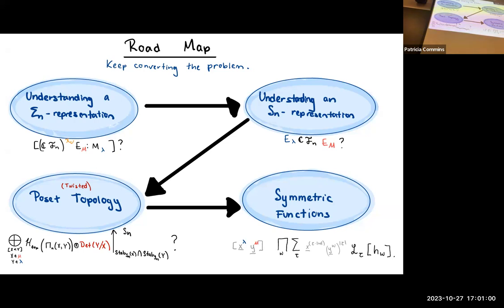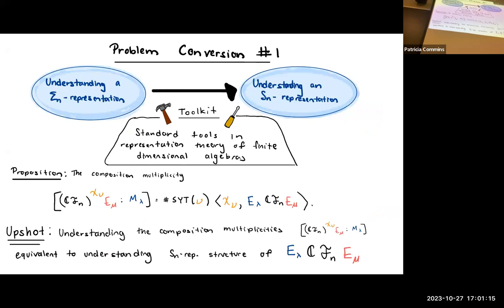But we can convert this problem into understanding some symmetric group representation, which can be changed to thinking about coset topology. And then there are some tools available to work on changing this into symmetric functions. So the first one is, you start with these descent algebra representations. You can change it into understanding a symmetric group representation with some very standard tools in representation theory of finite dimensional algebras. Once this was apparent to me, the problem felt more doable because I was more comfortable with the representation theory of the symmetric group than the descent algebra.